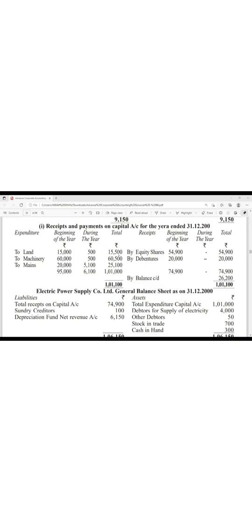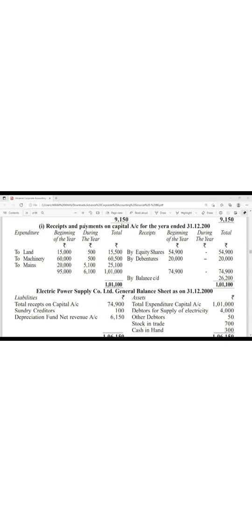Total comes to 15,500. Then to machinery, 60,000 for the previous year and 500 for the current year. Total comes to 60,500. Then to means 20,000 for the previous year and 5,100 for the current year. Total comes to 25,100. So these are the totals for previous year, current year, and total balance. Okay. Then on the credit side, we will be writing the revenue receipts.